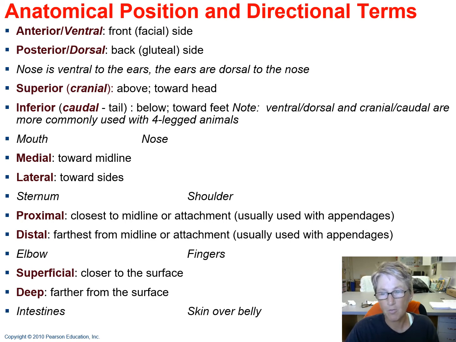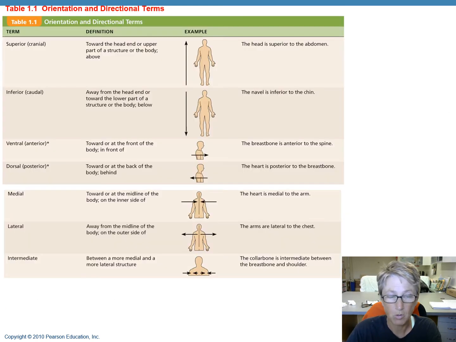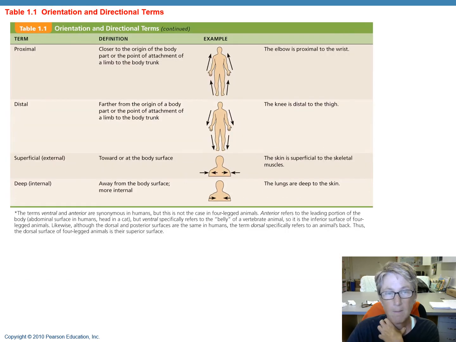And then superficial just means closer to the surface. Deep is farther from the surface. So your intestines are deep to your skin, and your skin is superficial to your intestines. And then this is a table, if you've got the Maria book, table 1.1, just gives you the term and then the definition and an example. So you can look at that.